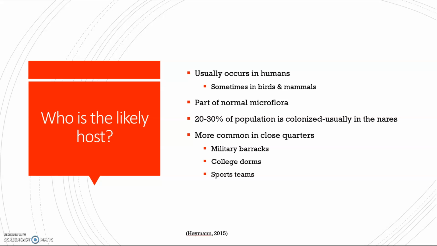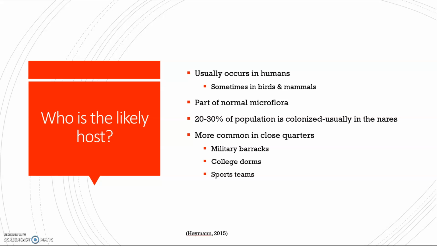Who is the likely host? Well, it usually occurs in humans. This is the most common, but it sometimes can occur in birds and mammals. An example of a mammal is a dairy cow. They can get mastitis from Staphylococcus aureus, and that can be detrimental to the dairy industry. But it usually occurs in humans.